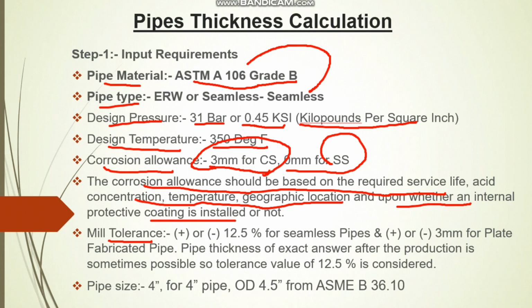If the pipe thickness is slightly higher, then we don't have an issue, but if it is lower than that, it is still acceptable by the standard. But when it comes to thickness calculation, we have to consider that acceptable lower value also. So normally 12.5% plus or minus is acceptable. So we will see how to do this also. And pipe size, we consider 4 inch. For the 4 inch pipe size, the outer dia is 4.5 inch from ASME B36.1. So let's start the calculation.